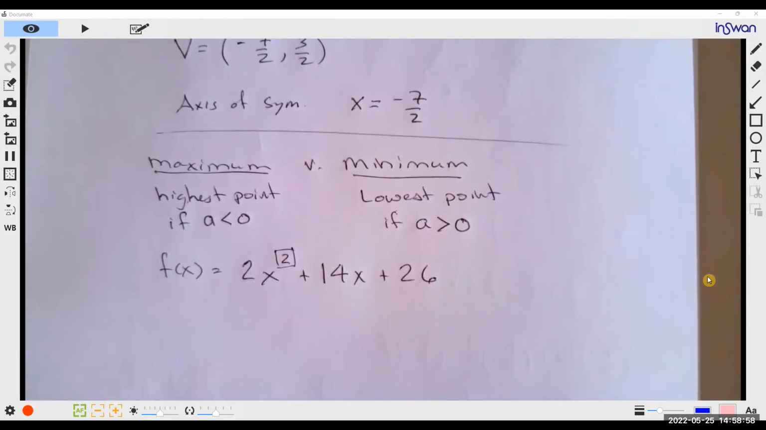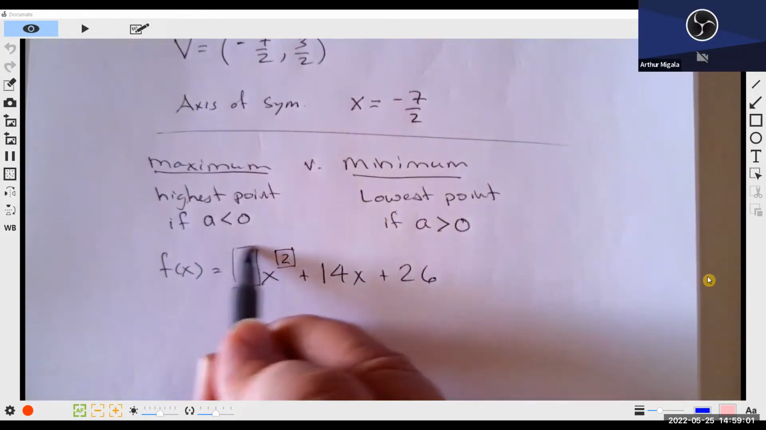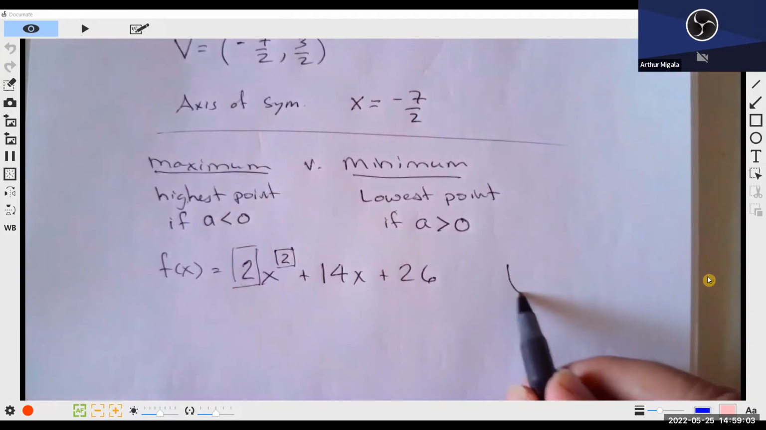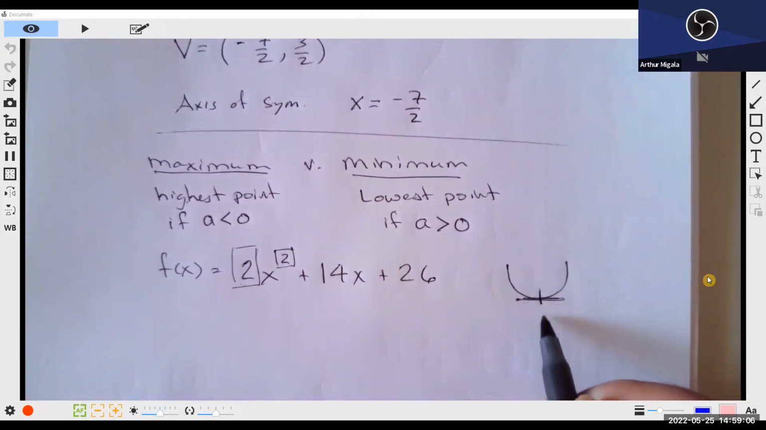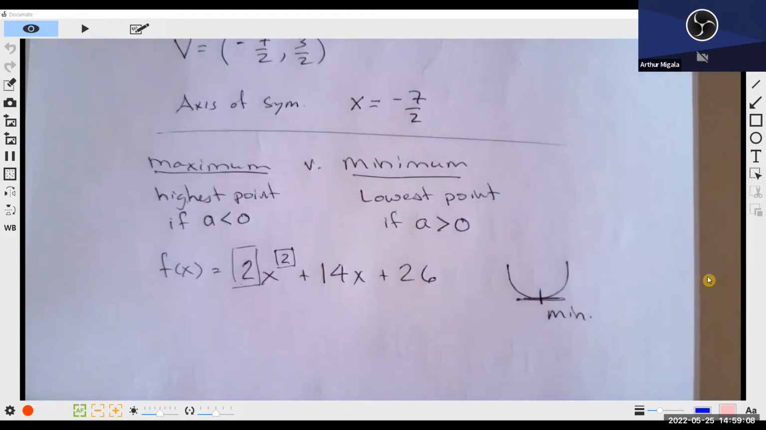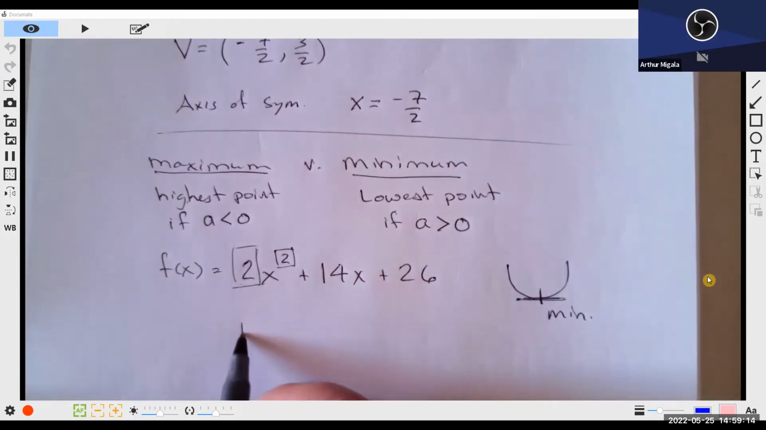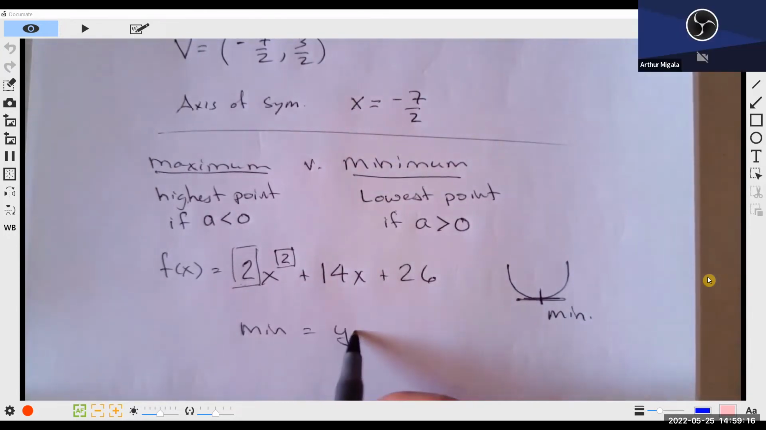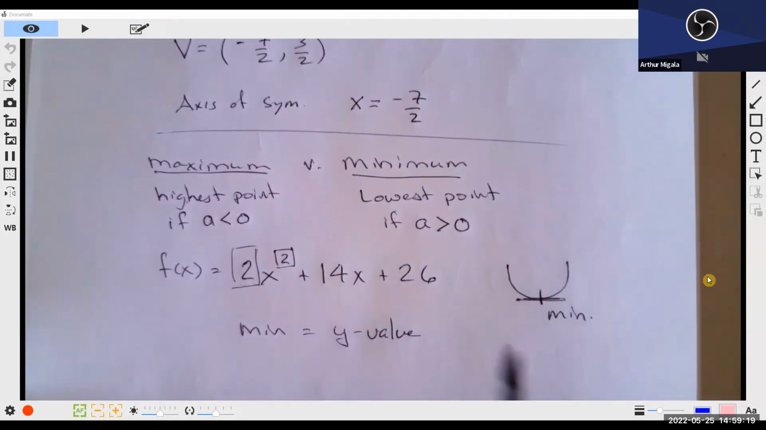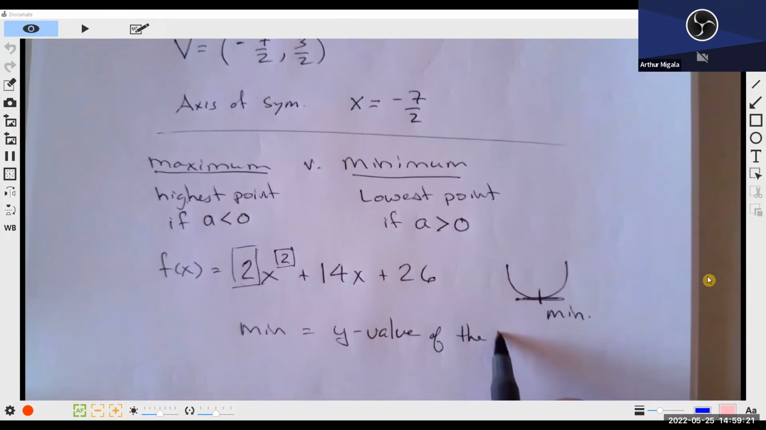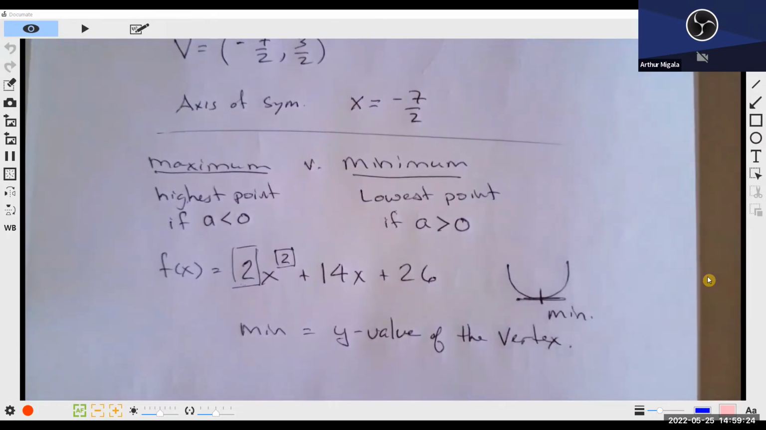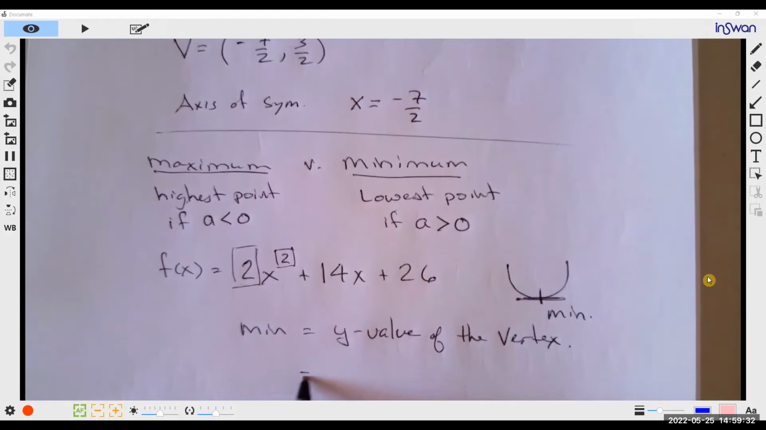So in this case would it be a minimum? Right, because A is positive. We know the graph opens like this, so we're going to have a lowest point, a minimum. And the minimum value equals the y value of the vertex. So in this case, it will be the y.